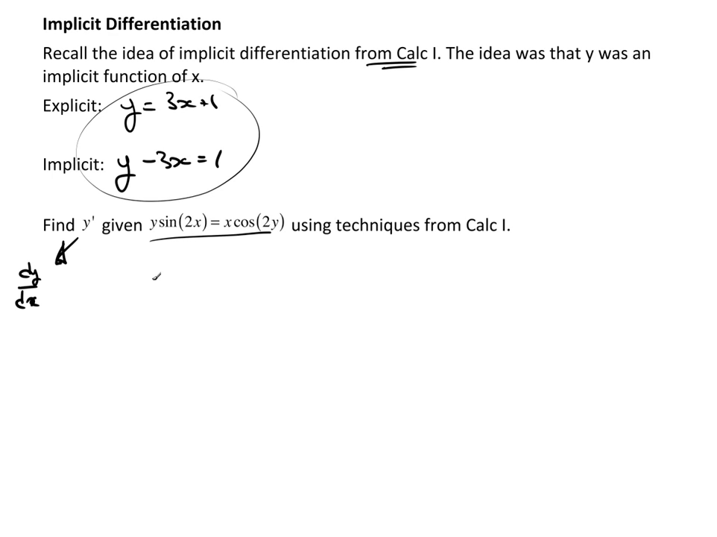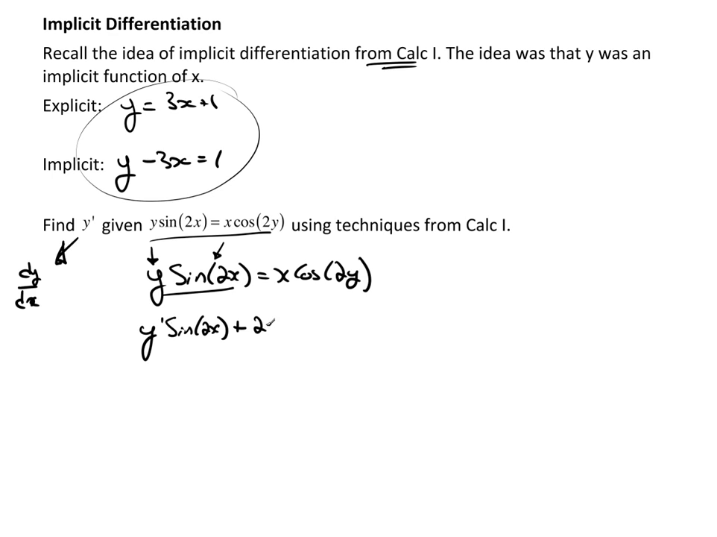So what I would do is I write out the function y sine 2x equals x cosine 2y, and then implicitly take the derivative. As I go through, the derivative of y will be y prime. And by the way, this is going to be a product rule. This is an implicit function of x, and this is a function of x. So I have a product of two functions of x. So it's going to be y prime sine of 2x plus 2y, whoops, not sine, but cosine. The derivative of sine is cosine of 2x. That takes care of the left-hand side.